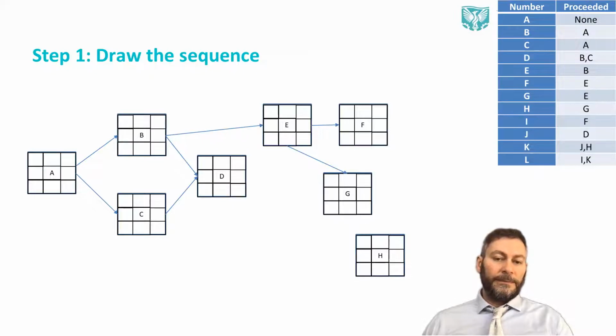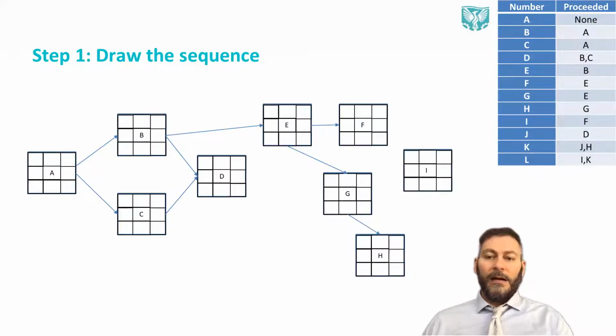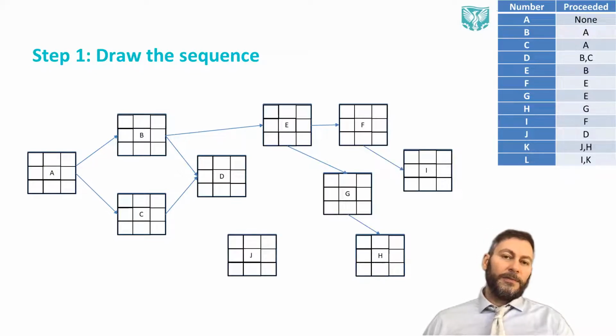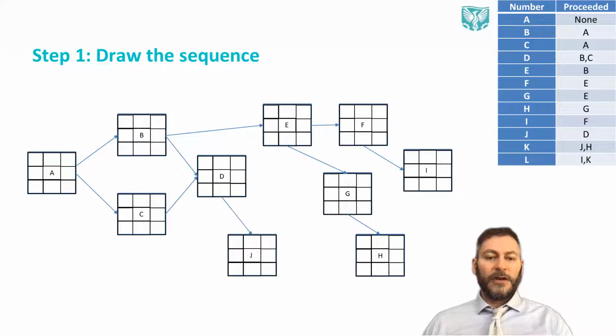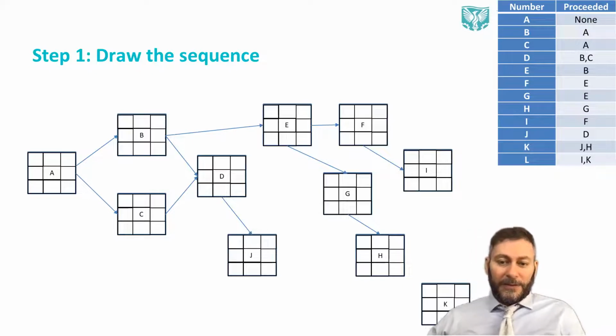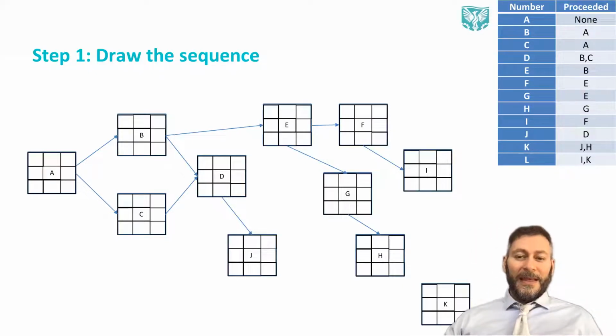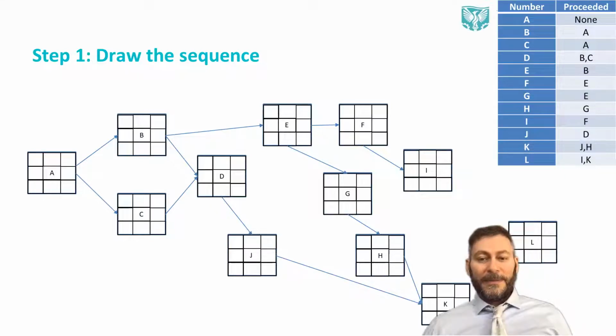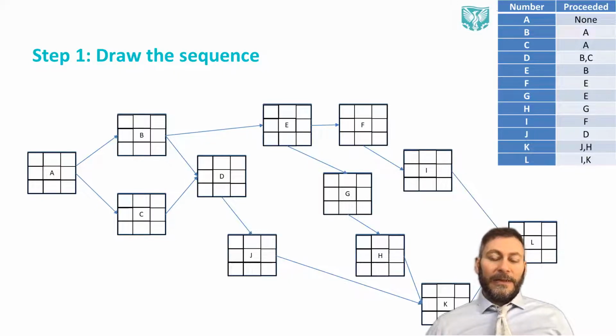H will need G. I will need F. J goes back a little bit and needs D to start. K will need, let me just move it a little bit so that I'm not in the diagram. So K will need H and J. And then finally, I know this is behind my head, L will need I and K.